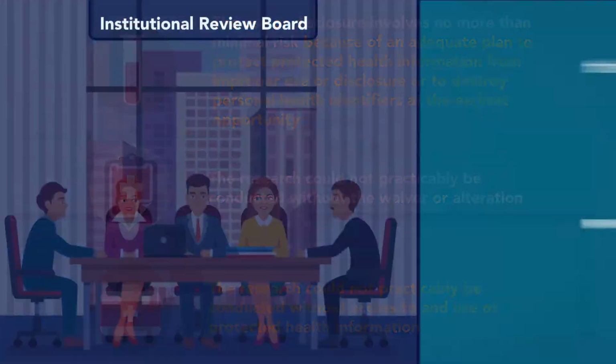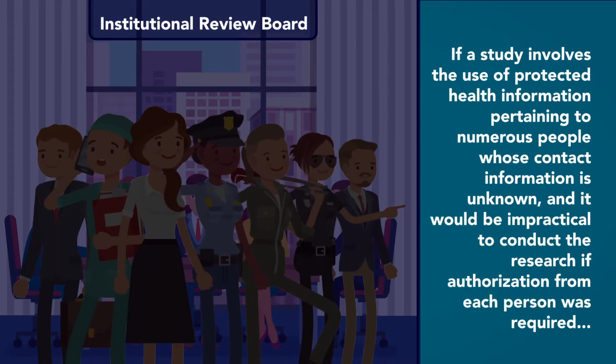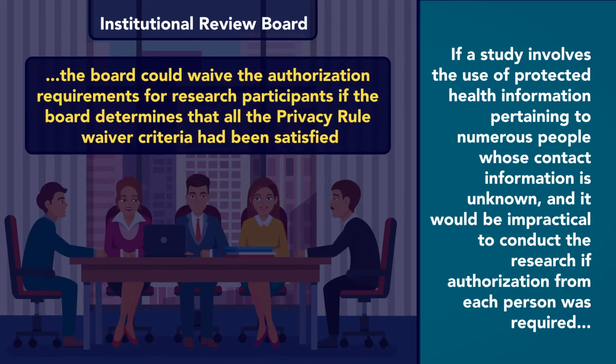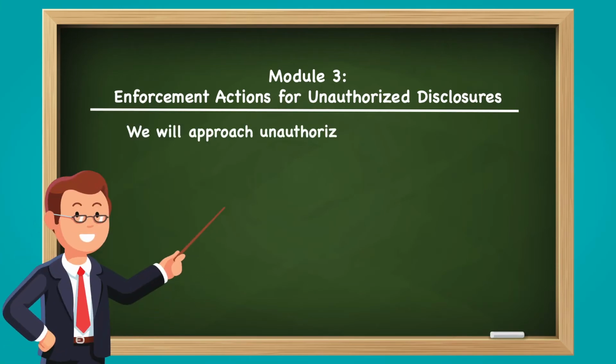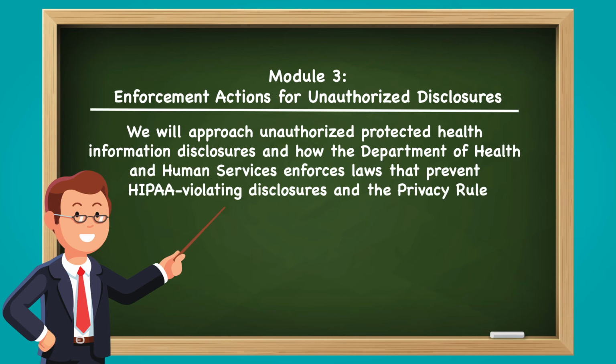For example, if a study involves the use of protected health information pertaining to numerous people whose contact information is unknown, and it would be impractical to conduct the research if authorization from each person was required, the board could waive the authorization requirements for research participants if the board determines that all the privacy rule waiver criteria had been satisfied. In the next module, we will approach unauthorized protected health information disclosures and how the Department of Health and Human Services enforces laws that prevent HIPAA violating disclosures and the privacy rule.